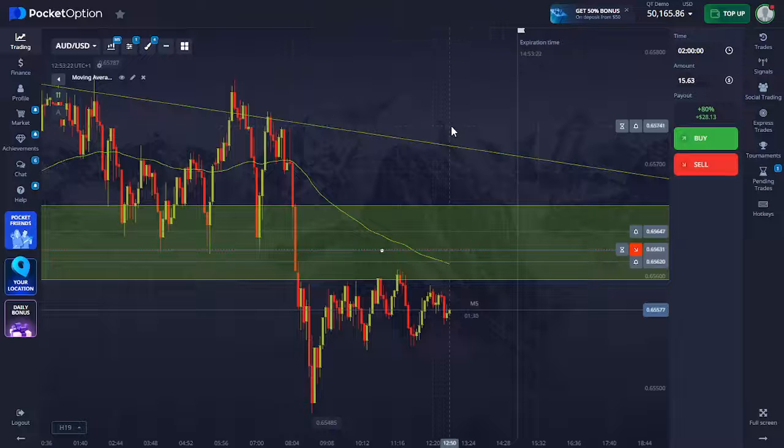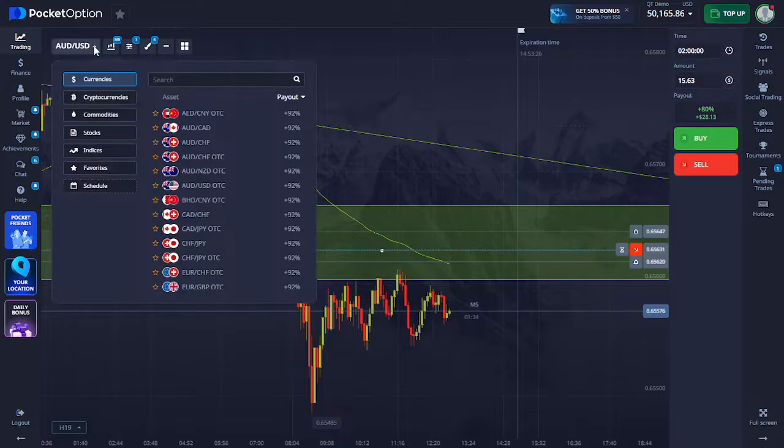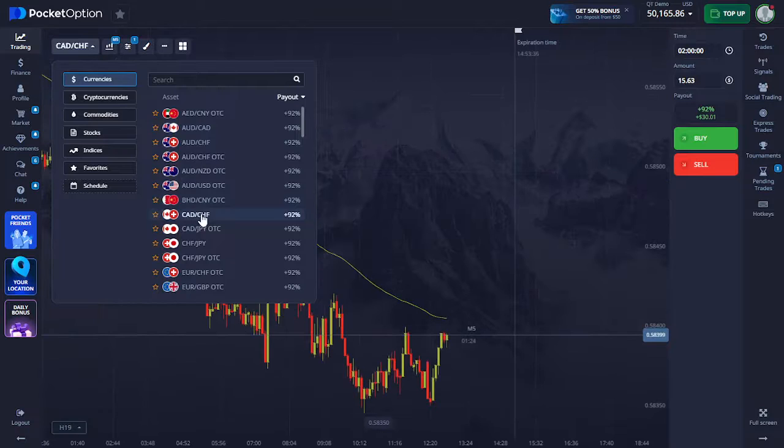Okay, guys. So, in this one, I want to analyze another asset. Let's look for another real-time asset that is available for today, and let's see if we can find opportunity. So we see Canadian dollar and the Swedish franc. So let's get to do this again.